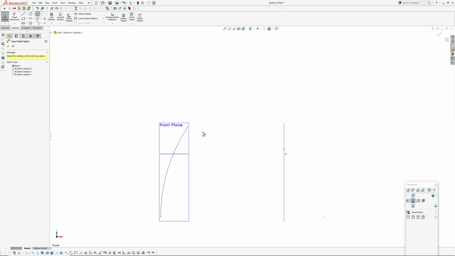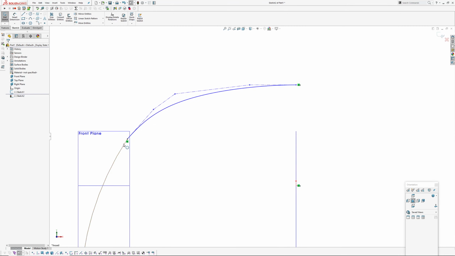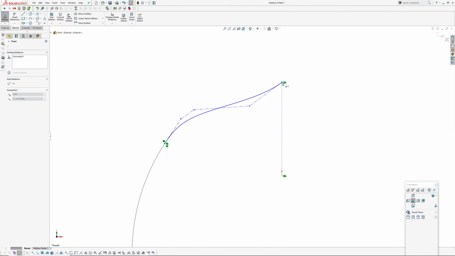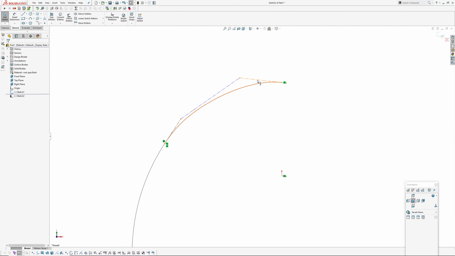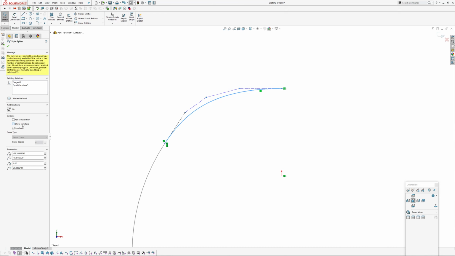So that means we need 1, 2, 3 points on this end, or 5 points in total. So 1, 2, 3, 4, 5, because we want this independent. Okay, so coincident there. Curvature continuous. We'll just check that that is, yep, that second point moving. And we want this to be horizontal. I'm going to mirror this over. Let's just bring up our curvature graph.